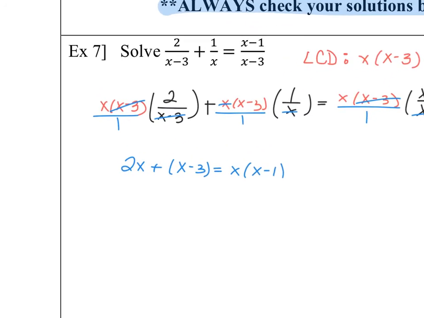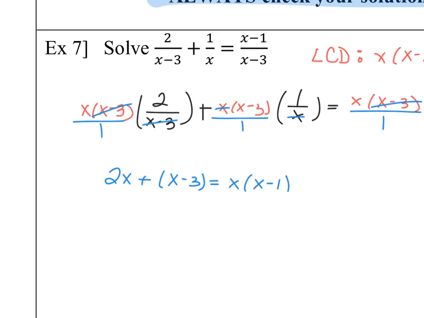Now, clean it up. Let's go ahead and distribute and combine. In this case, since this is a positive one, I can kind of ignore my parentheses.